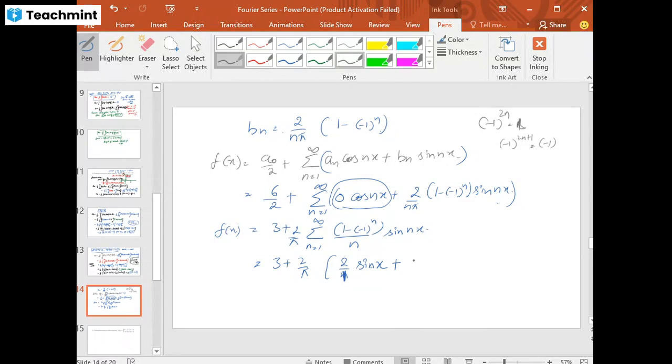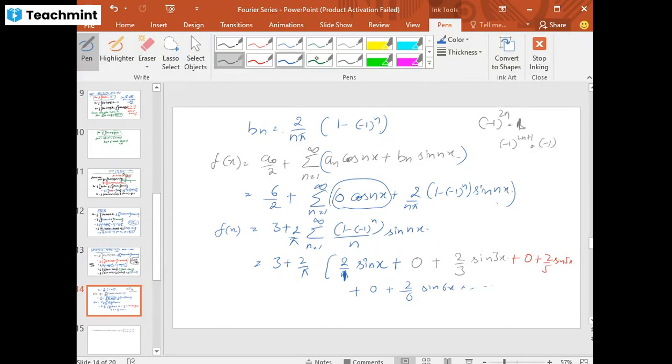So it means that for n equal to 2 it is 0, for n equal to 3 it is again 2 upon 3 sine 3x. Then when I put 4, again it is 0, and when I put 5, 2 upon 5 sine 5x. Okay, and then when we put 6, again 0, then 2 upon 6 sine 6x, and so on.